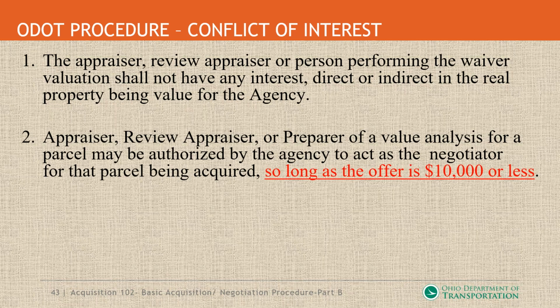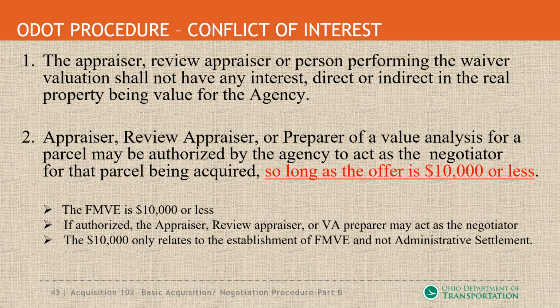Number two, the appraiser, review appraiser, or preparer of the value analysis for a parcel may be authorized by the agency to act as a negotiator for that parcel being acquired, so long as the offer is $10,000 or less. Here's the criteria. The FNVE is $10,000 or less. If authorized, the appraiser, review appraiser, or the VA preparer may act as a negotiator. And this applies to the establishment only of the FNVE, not administrative settlement.